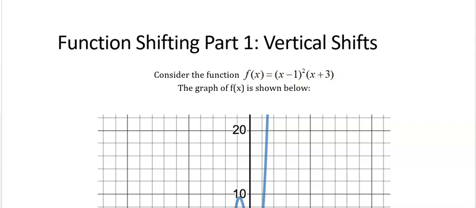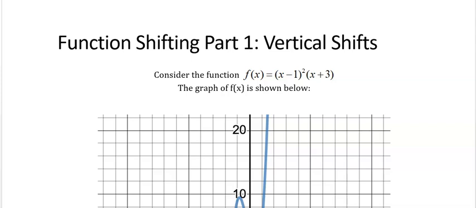Today we will be looking at function shifting, which means taking a function and making a change to it, putting a number either in front of the function or adding a number to the end of the function, or changing the x to be some number times x. And how does this affect the graph of the function?